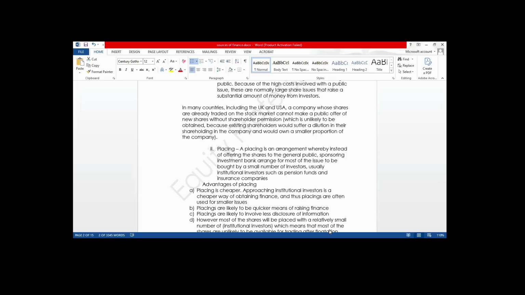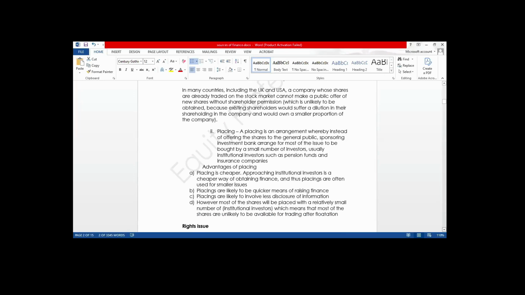However, most of the shares will be placed with a relatively small number of investors, which means that most of the shares are unlikely to be available for trading. That can give rise to dilution.